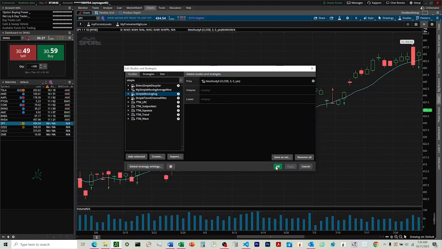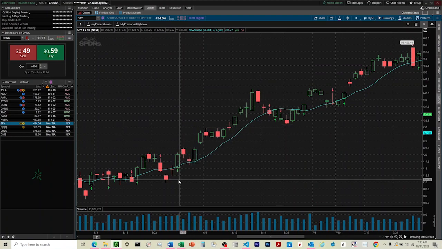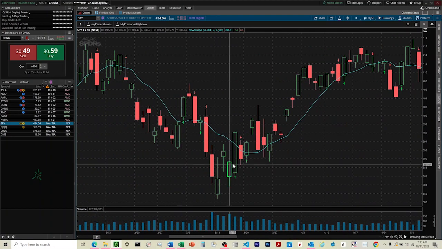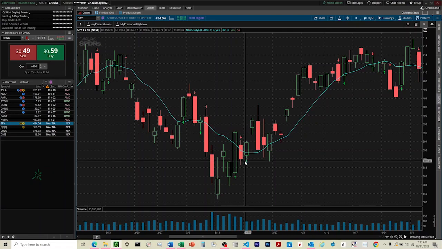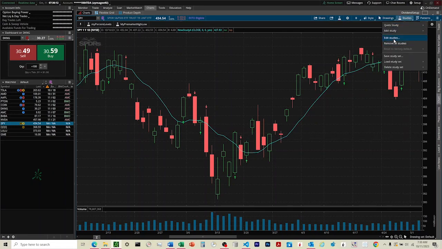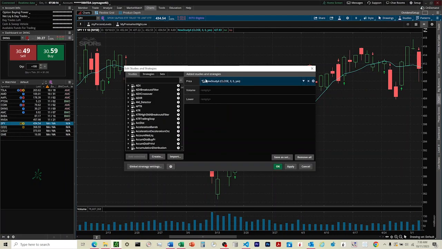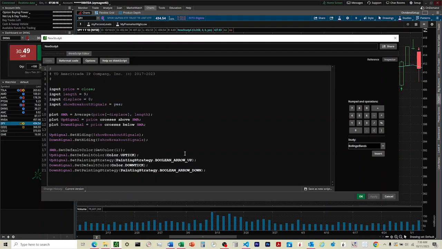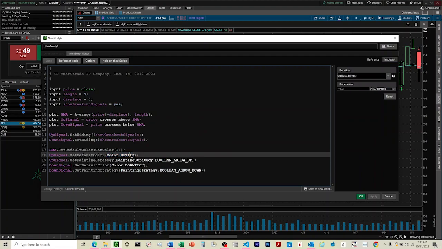And then when we apply this, what you'll see is those arrows are now there. It's indicating, see the up arrows are green, the red arrows are down. You can change these colors by coming into the study now and editing the colors down here to whatever you want. Up tick is the green up arrow and down tick is the red arrow. So that's how that works.